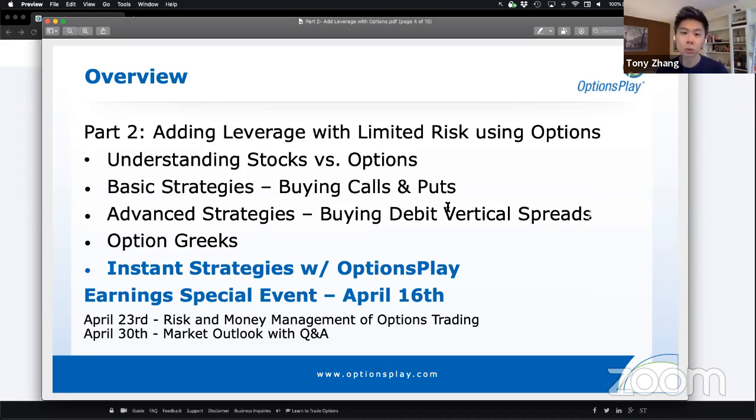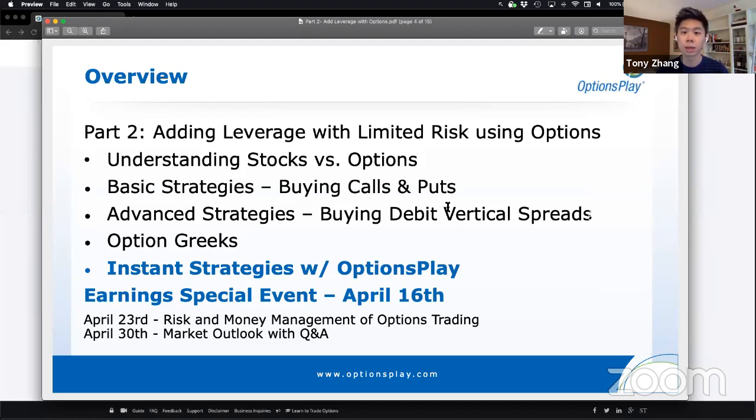Now, if you joined us last week, we talked about how you can sell calls and puts for your portfolio to enhance the stock and ETF investments that you own in your portfolio. Today, we're going to be talking about how to buy calls and puts, and even an introduction into the more advanced strategies on how to utilize buying options to add leverage to your portfolio, but do so in a way with limited risk so that you can express your bullish or bearish views in your portfolio.